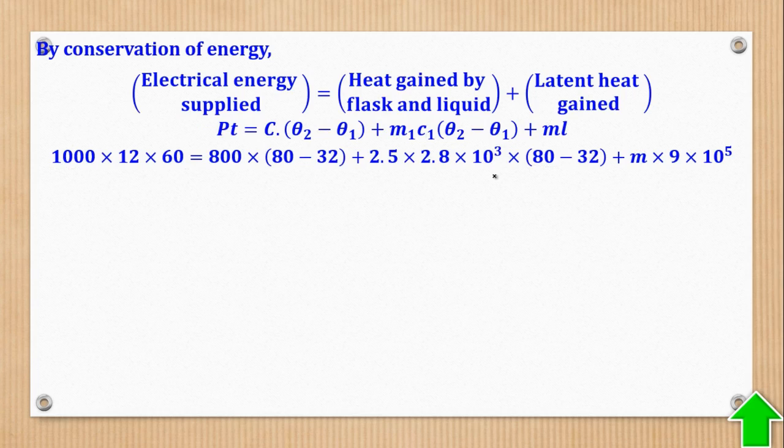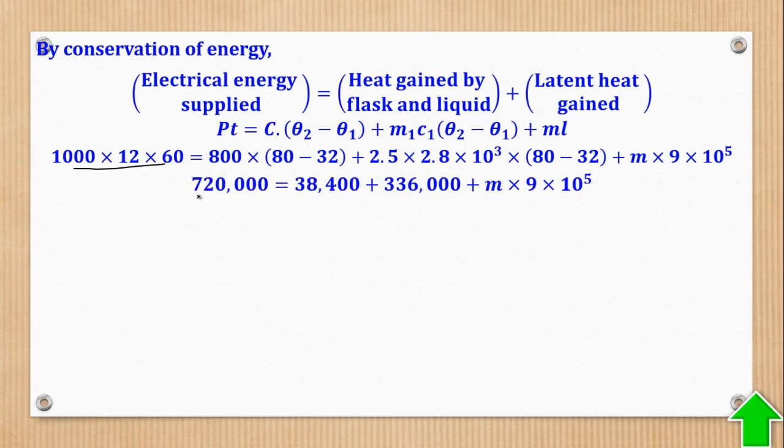So meaning we have to look for making it the subject. First we shall simplify. So this one gives this, the whole of this gives that. This gives this, and that gives that. Then simplify further and then make M the subject.